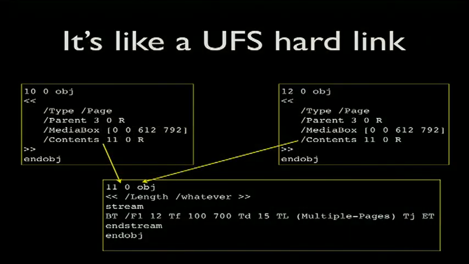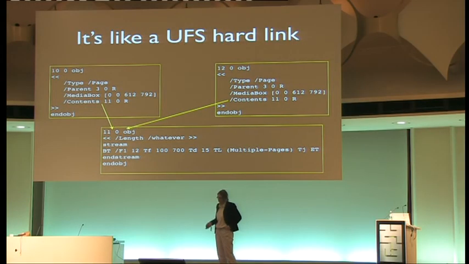You can also reference certain objects more than once, so you can make a 100-page document with only one page in it. This is useful if you're writing PDFs by hand and are really lazy and you don't want to write 100 page objects. You just use the same page over and over again.